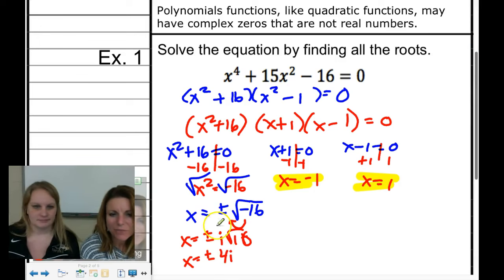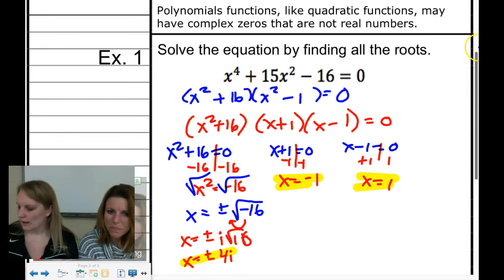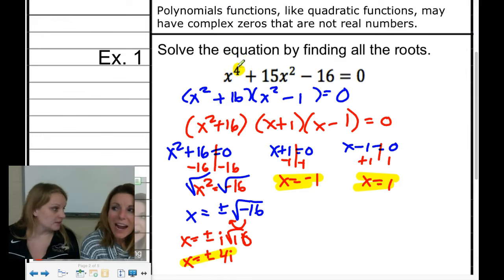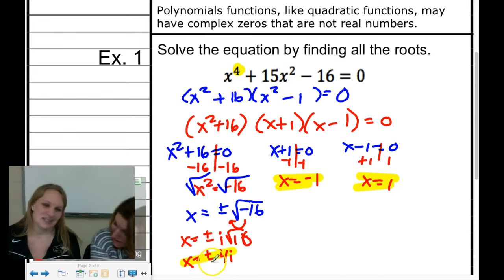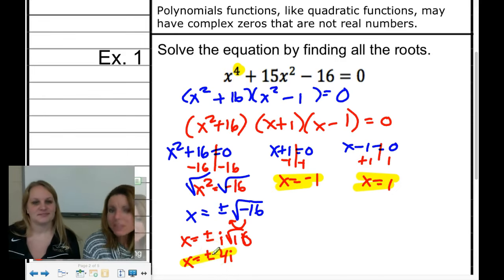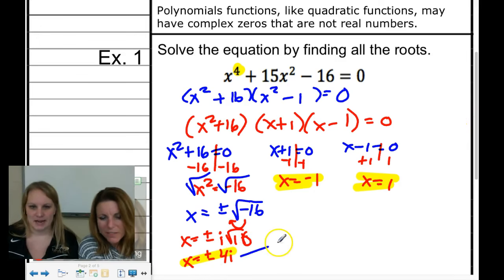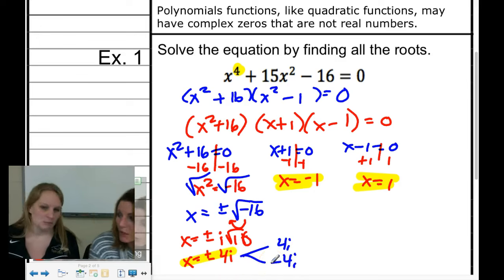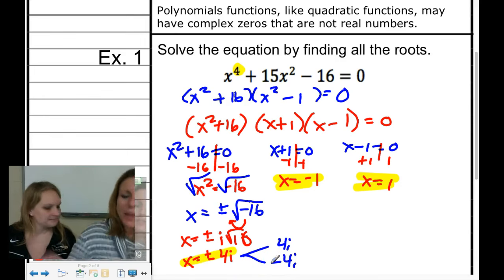Let's highlight that. What's the degree of this polynomial? Right up here it says 4. So we should have 4 answers. We have 1, 2, and plus or minus 4i is 3, 4, because plus or minus means two answers. We got 4i and negative 4i. You do not have to write it out; plus or minus is totally perfect. That was example 1.